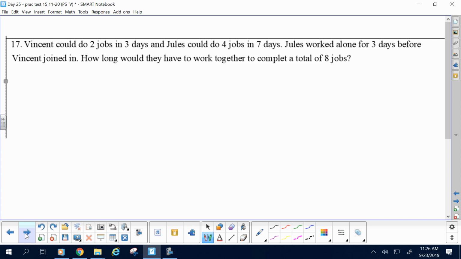Rates and times and such. Vincent could do 2 jobs in 3 days. Jules could do 4 jobs in 7 days. Jules worked alone for 3 days before Vincent joined in. How long would they have to work together to complete, sorry, that should be to complete a total of 8 jobs. Give me the big equation here. Hannah Sims, how would you relate all this stuff together?